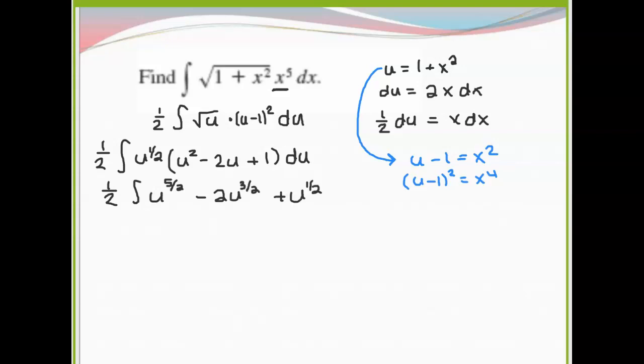And remember that when you distribute and multiply a variable times another variable, you add their exponents. So 2 plus 1/2 is 5/2, 1 plus 1/2 is 3/2, and no variable gets the variable. The constant of integration is super important. Don't forget to write your du at the end.